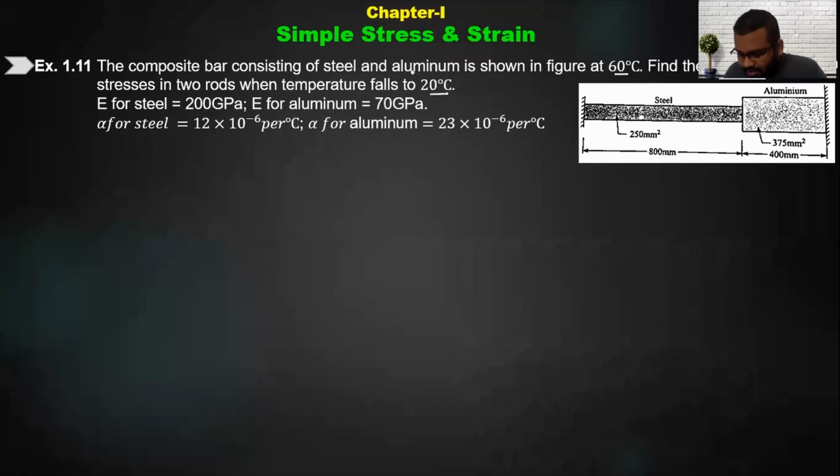Now there is no rise in temperature, there is a fall in temperature. The temperature falls to 20 degrees after some time, and because of that the steel and aluminium should contract, but that contraction is not even allowed because we have rigidly connected ends. Both the ends are rigidly connected, so the contraction is not allowed.